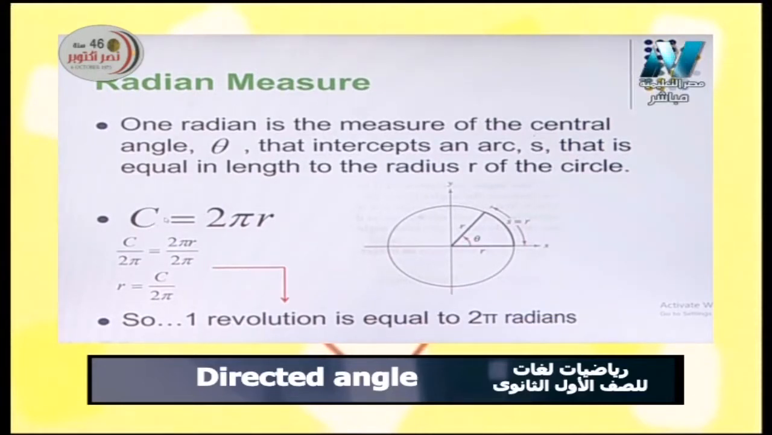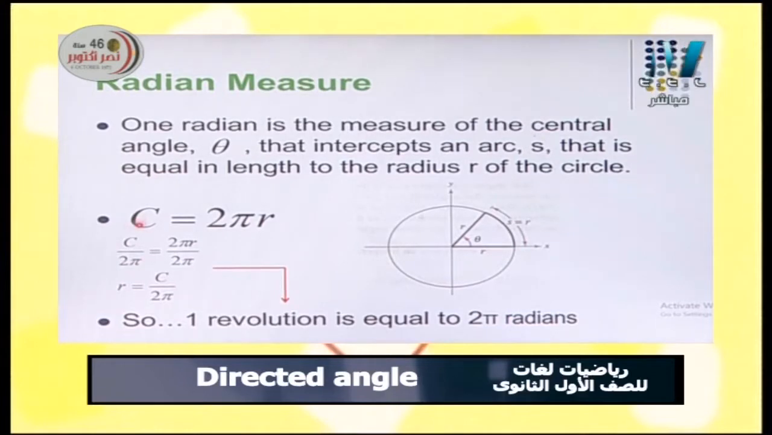C is the circumference of the circle, which equals 2 pi r. When we divide the two sides by 2 pi: C means circumference of the circle, which means the perimeter, or the length of the whole circle. The whole circle is C. We find C by 2 pi r.